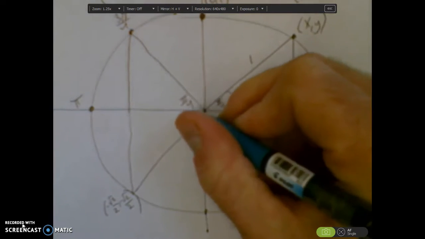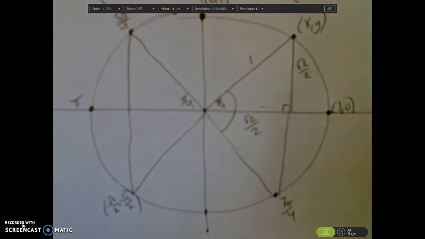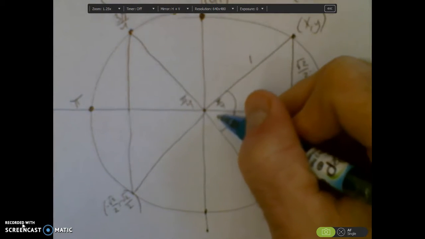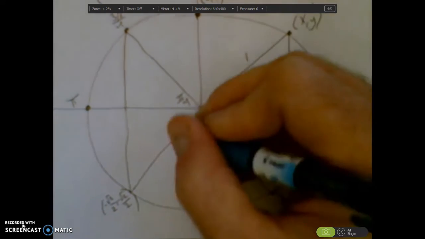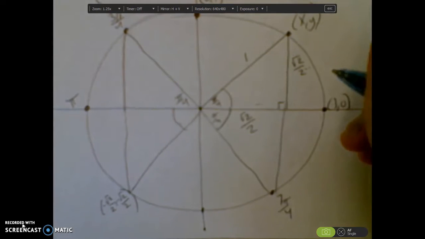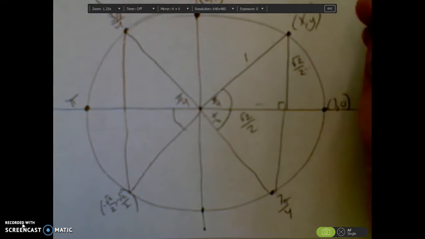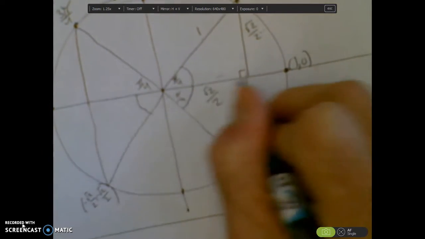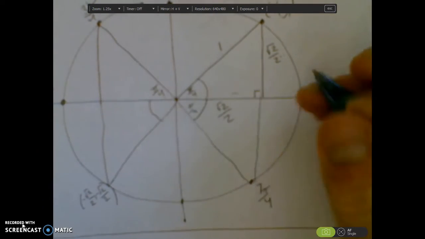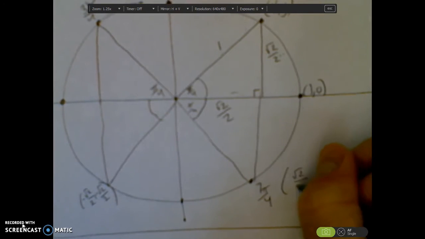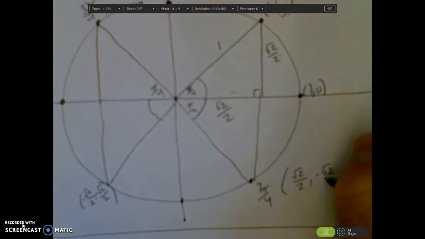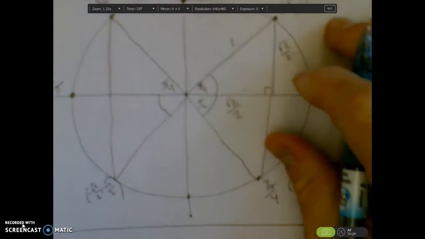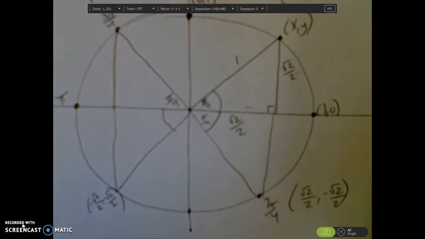So the reference angle is always from the x-axis to the terminal angle. So there's your pi fourths right there. Okay, so you have 7 pi fourths. And in this case, the x-coordinate is positive, right? Over here, on the right side of the y-axis. And the y-coordinate, or the sine, is negative. Obviously those are just your pi fourths, so the pi thirds and pi sixths work the same way.